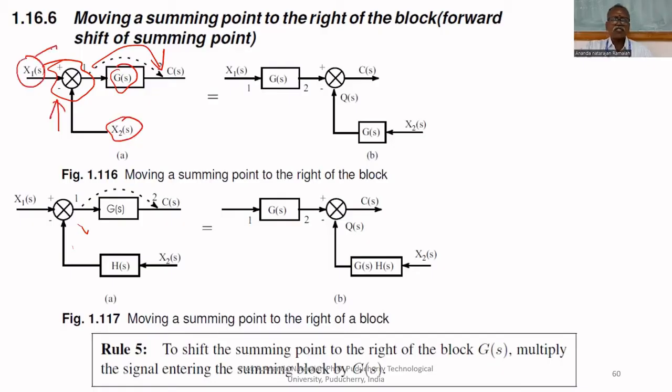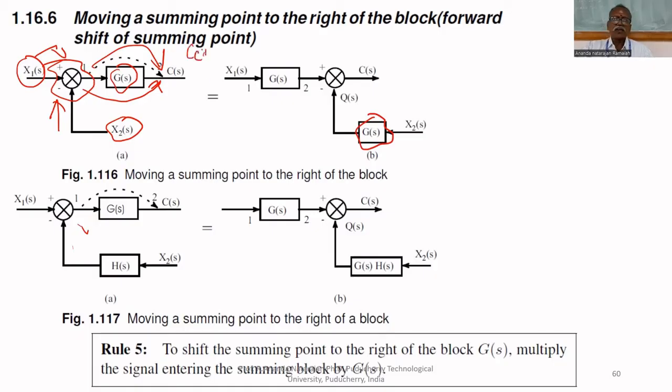x1 as well as x2 both are summed up. Then it is amplified. If you shift this point from here to here, what will happen? The signal x2 of S is not amplified by G of S. So what we can do is, we can amplify that signal by G of S. Then we can sum. Then both signals will be equal.